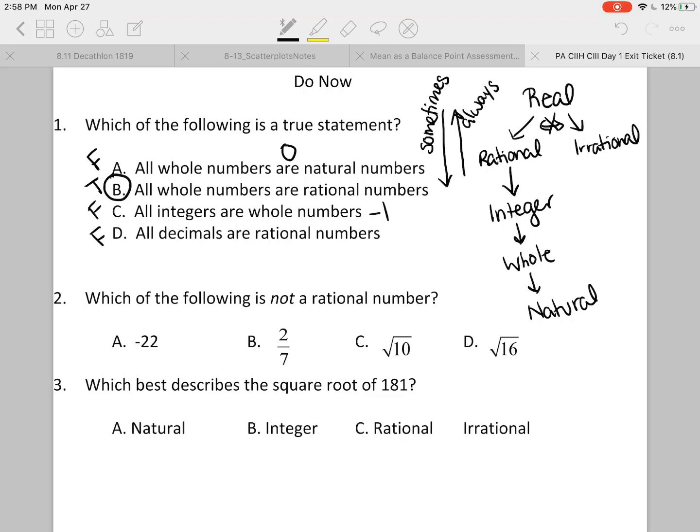Number 2, which of the following is not a rational number? A is an integer. It is a negative number that doesn't contain any fractions or decimals. And since integers fall under rational numbers, it is rational. 2/7 is written as a fraction, so it is rational.